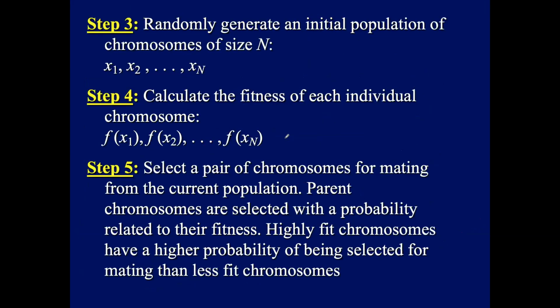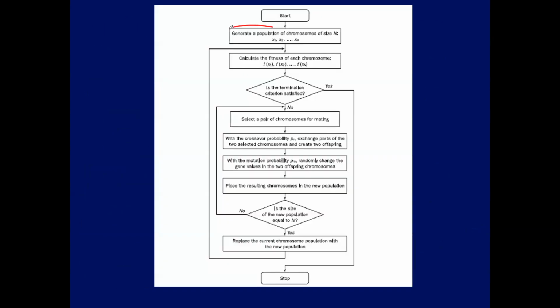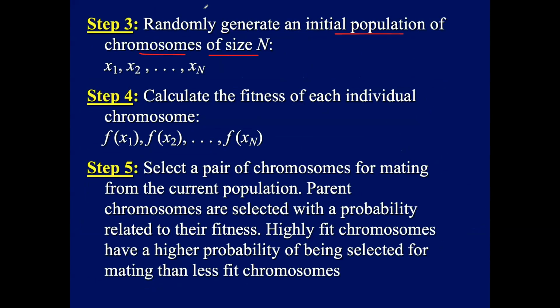So now in step 3 is where we start running the genetic algorithm. We randomly generate an initial population of chromosomes of size N. This is the first, after the start, we generate a population of chromosomes of size N. So this is what we are doing in step 3.